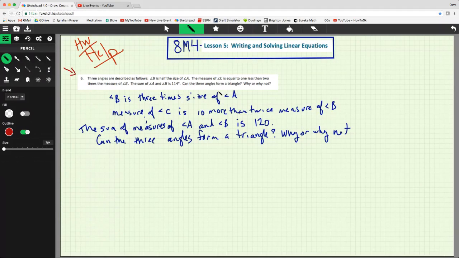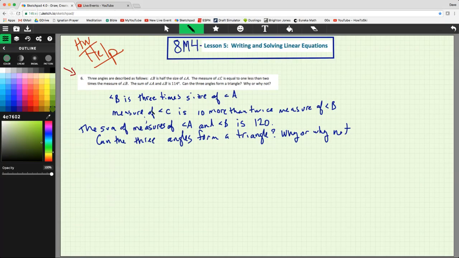Why or why not? Well, I'm not going to do the homework for you. You have to do your own homework. So I can't do that. So I'm going to give you one like it. The angle B is 3 times the size of angle A. The measure of angle C is 10 more than twice the measure of angle B. The sum of the measures of A and B is 120. Can these angles form a triangle? Why or why not? So let's draw the pictures.